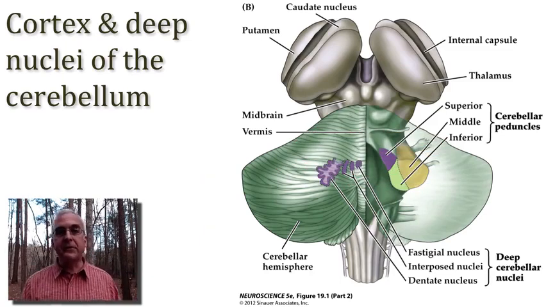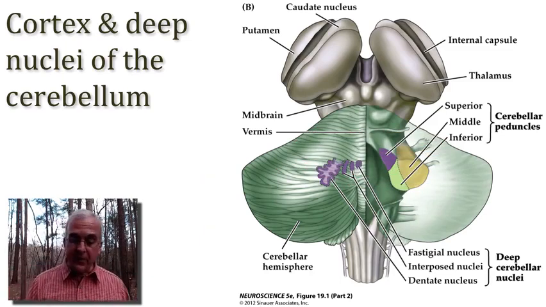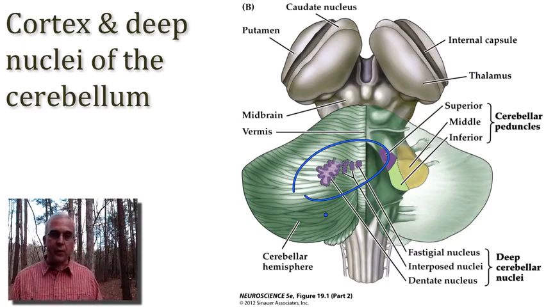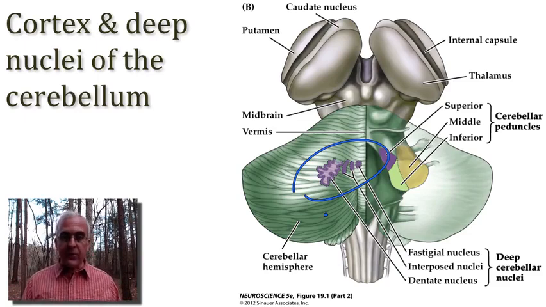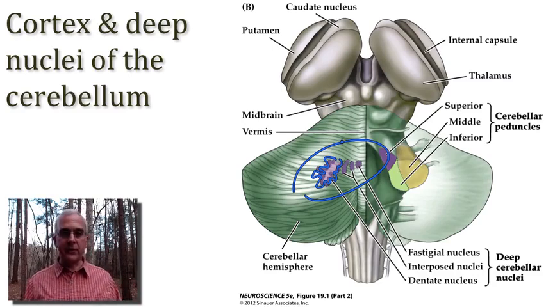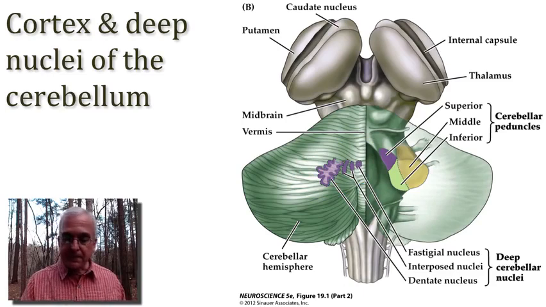Now below the cortex there are the deep nuclei, and the deep nuclei are the structures that are highlighted here. They actually reside in the white matter just on top of the roof of the fourth ventricle. There's a very large structure that resembles sort of a row of molar teeth, and because of its resemblance to dentition, this nucleus is called the dentate nucleus. That's by far the largest of our deep cerebellar nuclei.